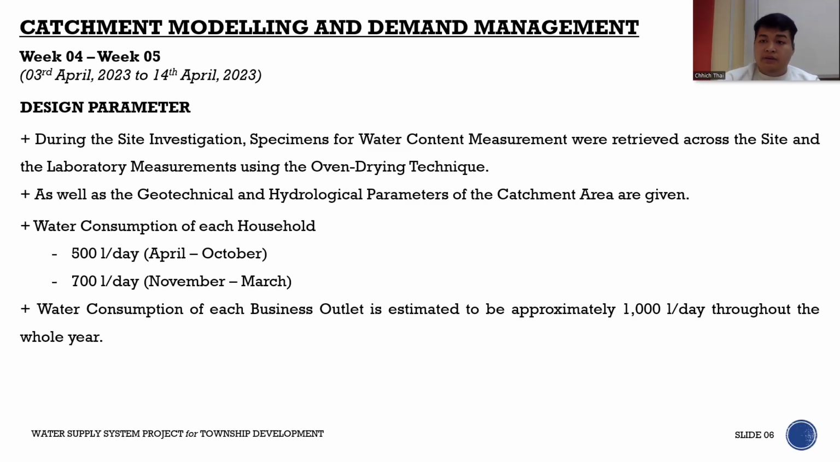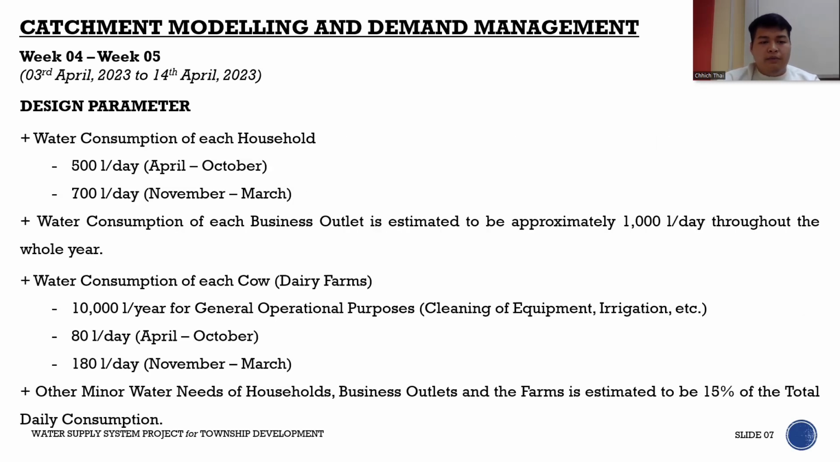Moving on to the water consumption: each household will use 500 liters per day and 700 liters per day respectively for each season. Water consumption for a business outlet is estimated at approximately 1,000 liters per day throughout the whole year. Moving on to the dairy farm, which is mostly the water consumption of each cow. Each cow would need about 10,000 liters per year for general operational purposes, and 80 liters per day and 180 liters per day respectively for each season.